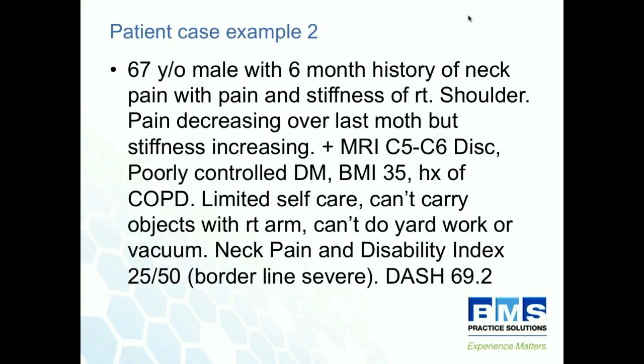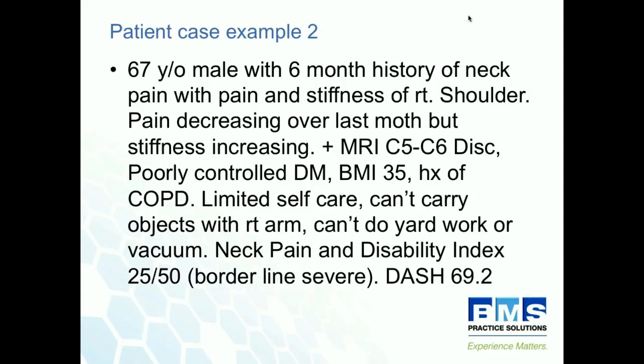Let's look at another patient case. So this is a 67-year-old male with a 6-month history of neck pain with pain and stiffness of the right shoulder. Pain has been decreasing over the last month for the shoulder, but stiffness has been increasing. The MRI was positive for a C5-6 disc problem. He has poorly controlled diabetes mellitus. He has BMI of 35, a history of COPD. He has limited ability to do self-care because of his shoulder limitations.